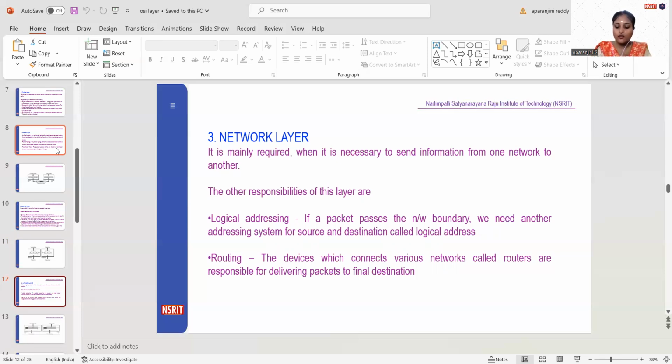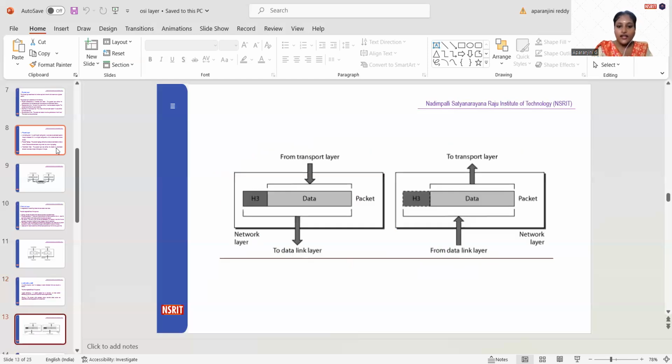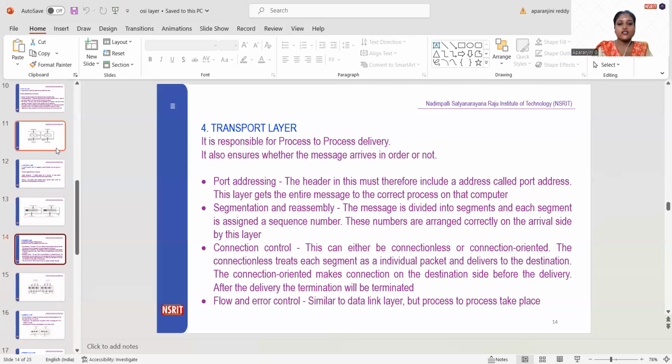If you know the IP address of the receiver, the data can be sent easily. Next, the main functions here are routing as well as logical addressing, as we can see. Here in the network layer, the data will be transmitted in the form of packets. We can see the data is being transmitted from one system to another system.